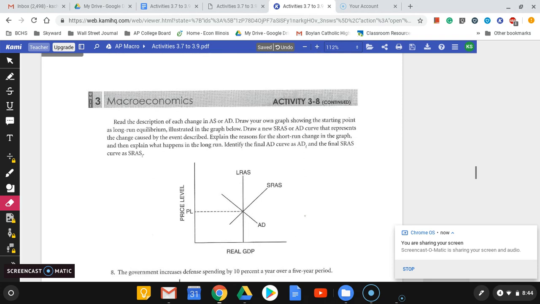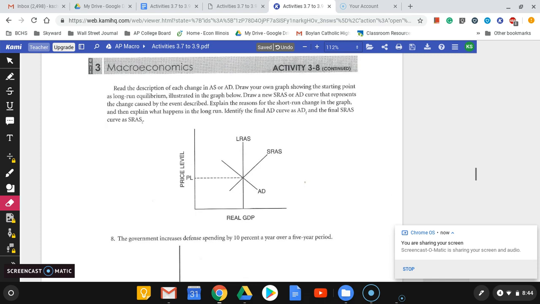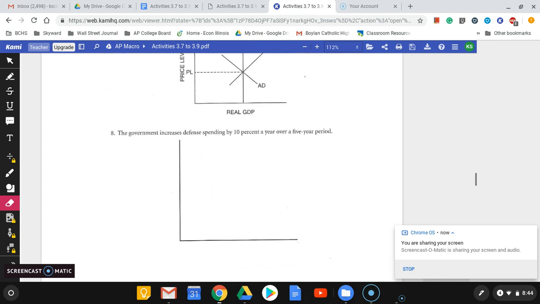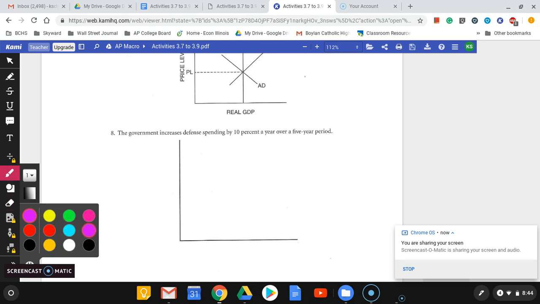What I would like you to do is access activity 3-8 that we were working on yesterday in class and go down to number 8. That's where we left off. And follow along as I finish these exercises.